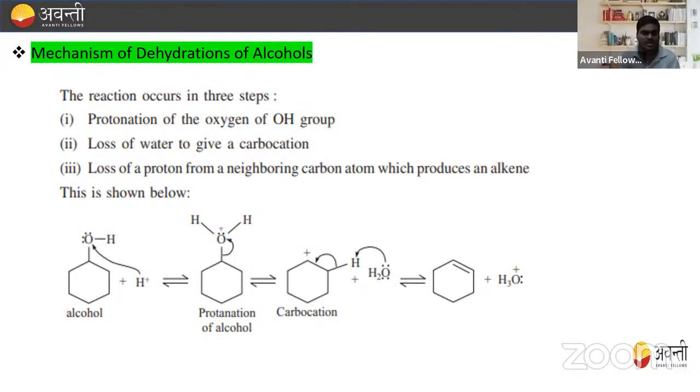Now we also study the mechanism of dehydration of alcohol. Basically, it is a three-step mechanism. In the first step, protonation of the oxygen of the OH group takes place. Then loss of water gives the carbocation, and then loss of a proton from the neighboring carbon atom produces an alkene.